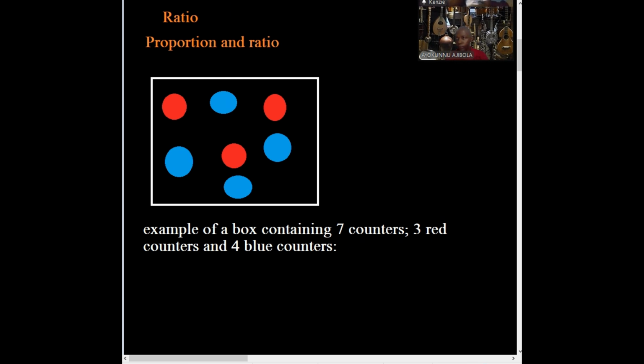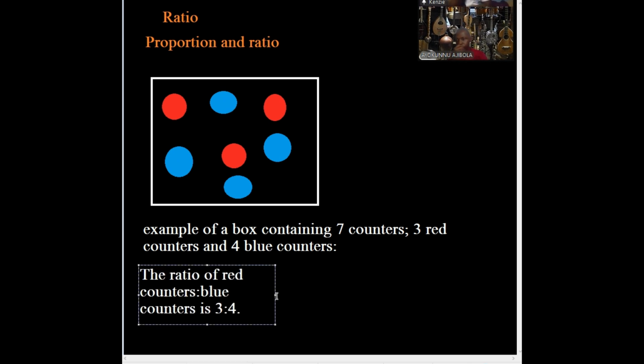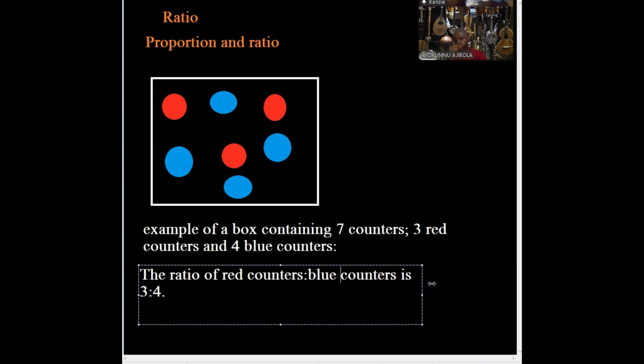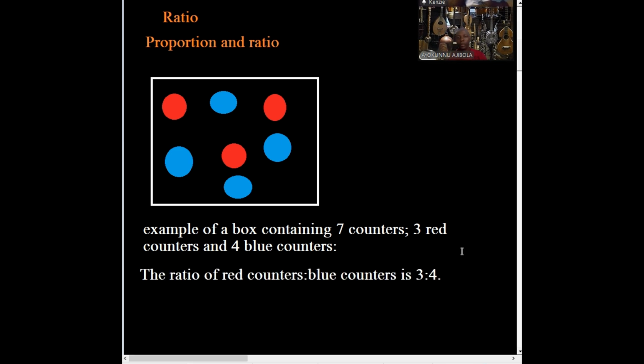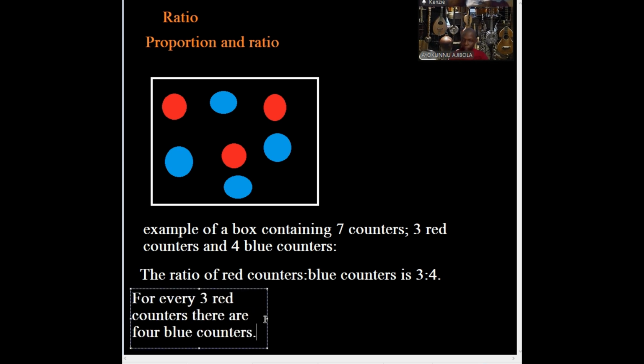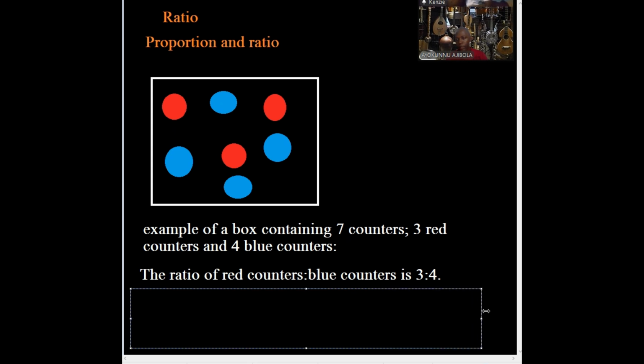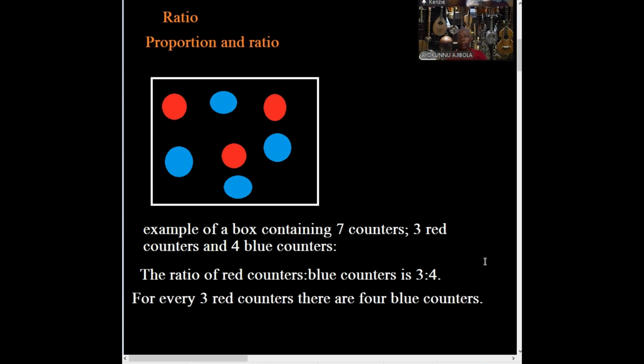So we can say the ratio of red counters to blue counters will be 3:4. So for every three red counters, there are four blue counters. So if there will be another three, then there'll be another four blue.